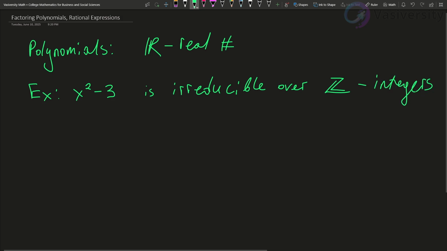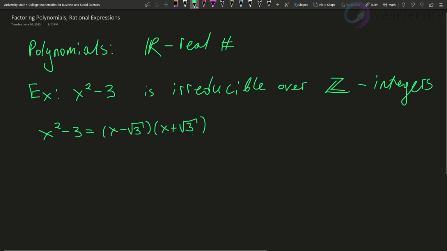Okay, but how would we reduce x squared minus 3? We can factor it over the real numbers, using irrational numbers, right? And what would that be? So if we think about it, x squared minus 3: what number squared will give us 3? It's going to be the square root of 3. So we can say x minus square root of 3 times x plus square root of 3. Right, but that is an irrational number. So a polynomial is completely factored when each of its factors is prime.